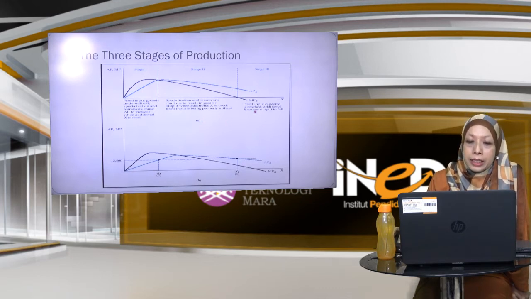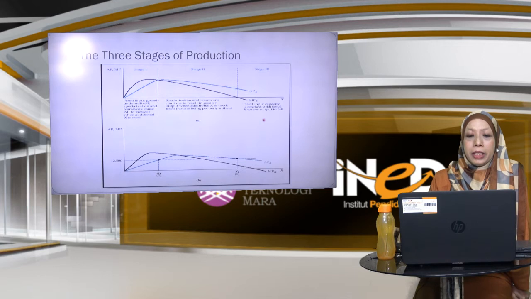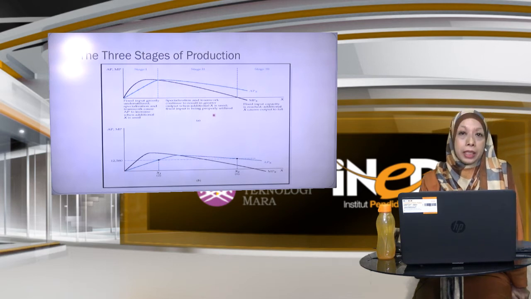Now in stage 3, you can see that fixed input capacity is reached. So additional variable inputs will cause output level to fall. So looking at all the 3 stages, the best stage is going to be stage 2.